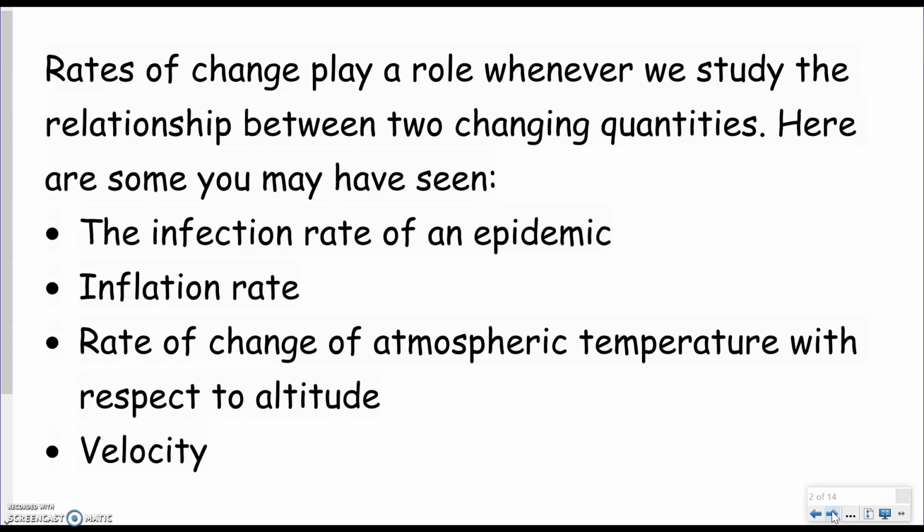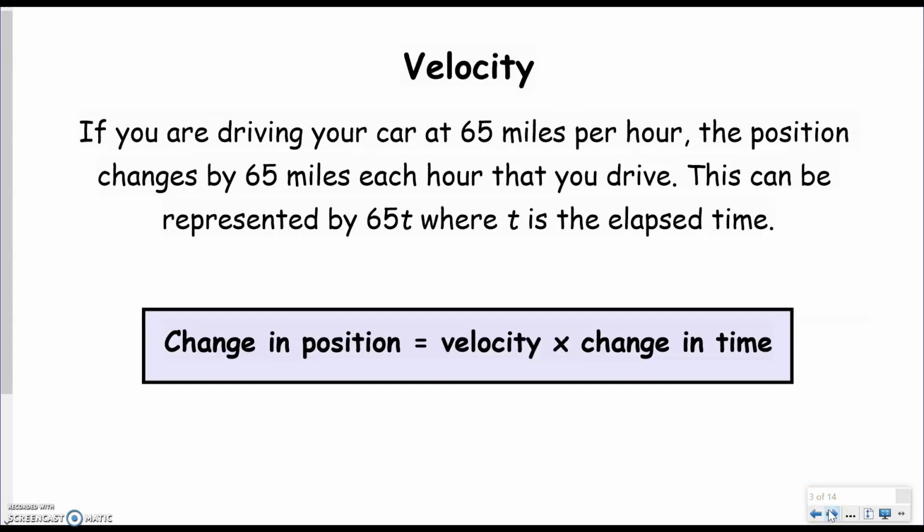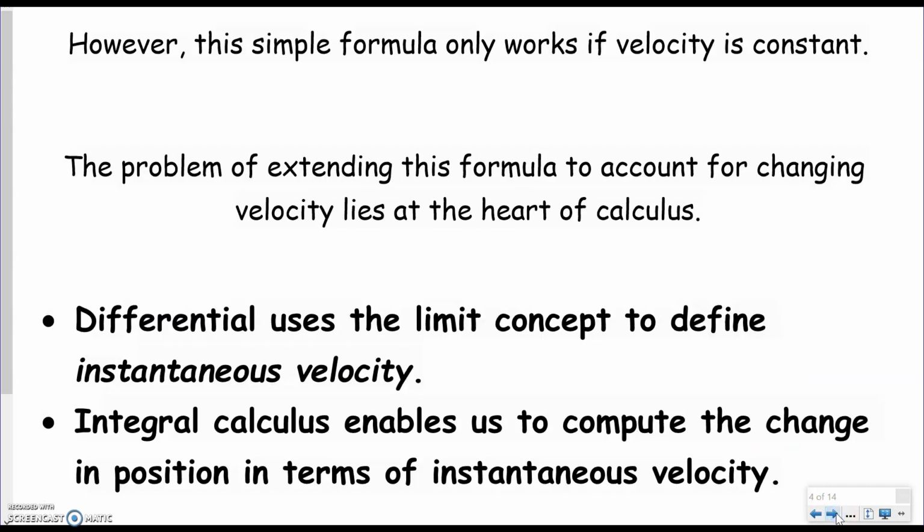But just some background information, rates of change play a role whenever we study a relationship between two changing quantities, and there's a list there of things that you may have seen, one of the most common being velocity. For example, if you're driving your car at 65 miles an hour, you can find your position, or how far you've driven, by multiplying 65 by the number of hours you drive. So velocity times change in time would give you a change of position, which is all fine and dandy as long as you're driving at constant velocity.